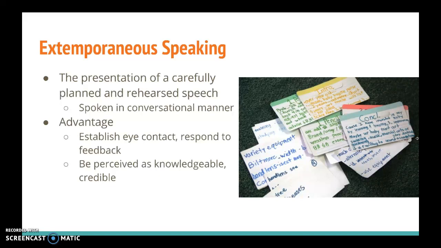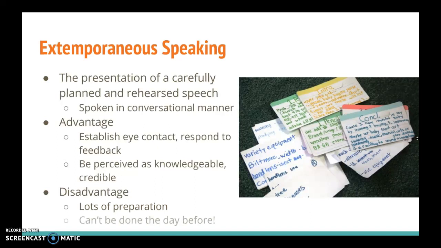In addition, speaking extemporaneously helps you to be perceived as more knowledgeable and credible, because your audience looks at you and says, wow, they're just basically having a conversation with me about this topic, and they know a lot about it. So they look at you and say, okay, you know what you're talking about. So extemporaneous speaking is really, really advantageous. Really, the only drawback to extemporaneous speaking is that it takes a lot of time to prepare. So you can't really do it the night before. Sorry to break the bad news to you.